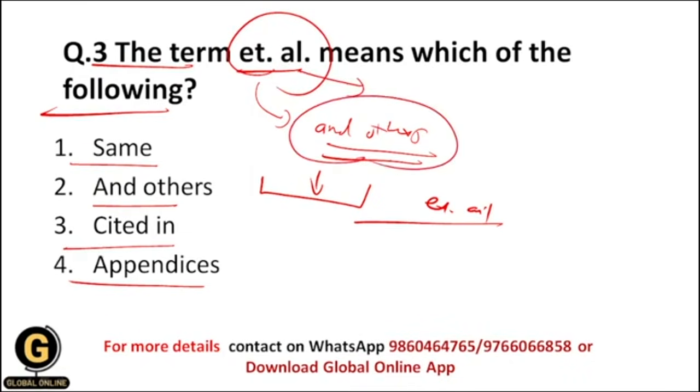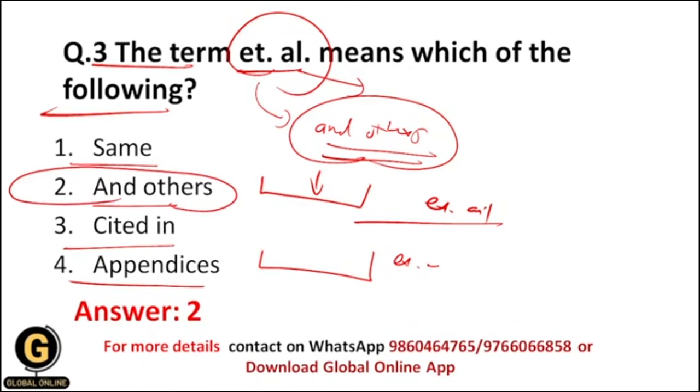Whenever we are giving the reference for a particular book or article, and it has more than one author, in that situation we write the name of one author only, and after that we mention AL, so it means the name of that author and others. That's why your correct answer is 2, because the meaning of this short form is "and others".